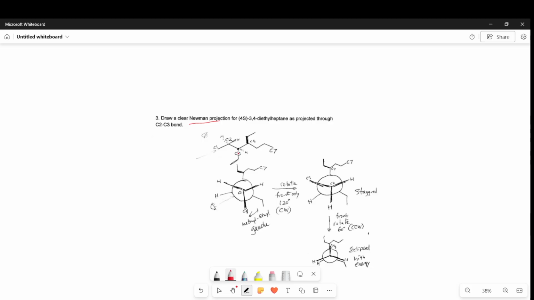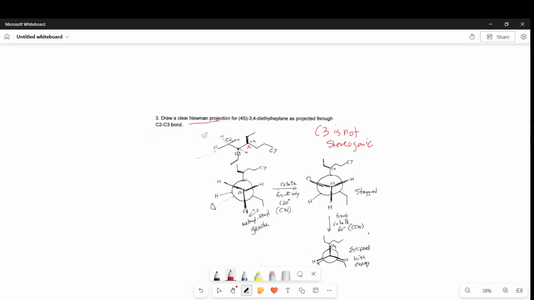C3 does not have to have any stereochemistry because you have an ethyl group here and an ethyl group here. So C3 is not a stereogenic center. But C4 is a stereogenic center. That's why we have an S configuration at 4. And now the main question is to come up with a Newman projection.